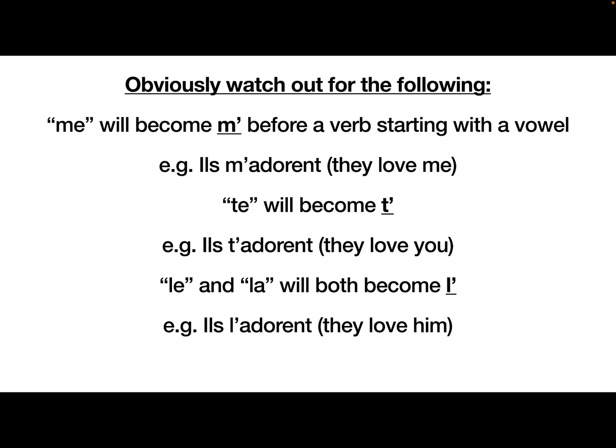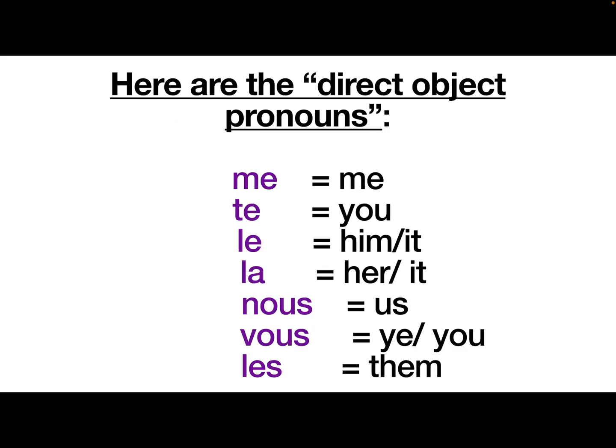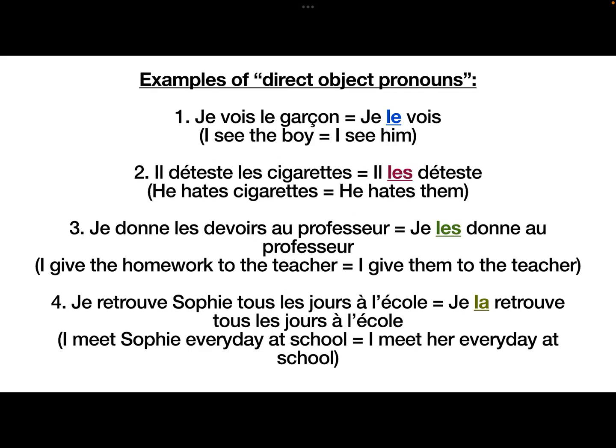There's no problem when the nous, the vous, and the les come before the verb with the vowel because there's no vowels meeting. Okay, so just watch out for that. That me becomes M apostrophe, te becomes T apostrophe, le or la becomes L apostrophe before a verb starting with a vowel. Right, let's look at more examples. These will really solidify your learning of this.